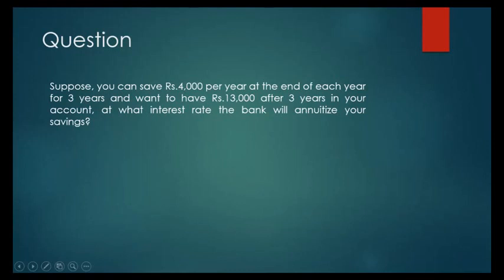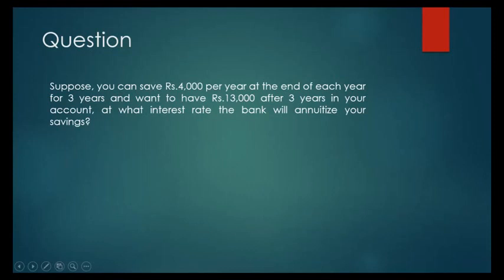So the first part is to understand whether the question is related to annuity or not. Here we can see that 4,000 is being saved each year for 3 years. As per the definition of annuity, a series of equal periodic payments, this applies to this question.